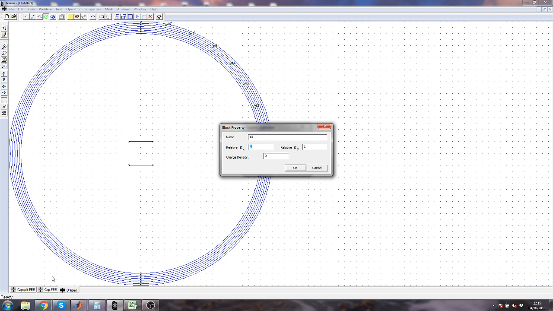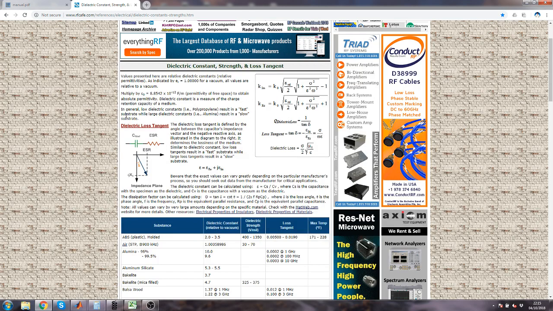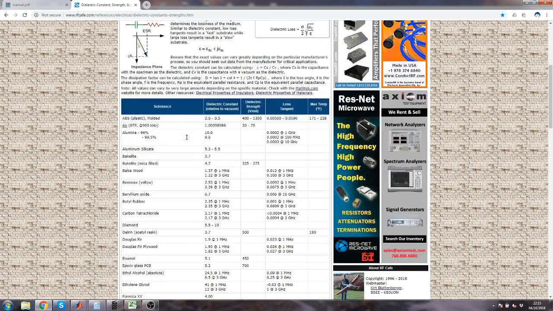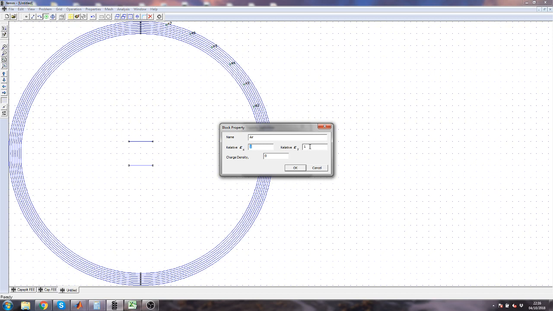And if you go to the table of, I'm not an advocate of RF Cafe, there's an awful lot of adverts on it. Sorry if you're the owner, but there are. You can see air's dielectric constant, the ER, is a bit more than 1, but I think we won't die if we just call it 1. And it's the same in both directions.